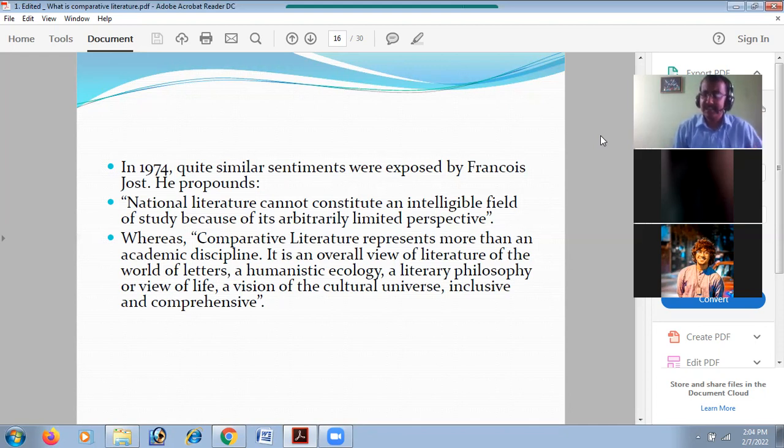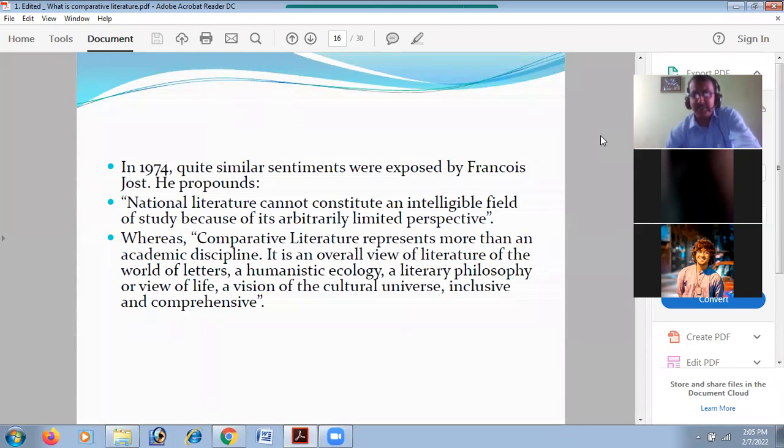This is the comment made by Jost in 1974 when comparative literature was at the apex of the field of study. So these are the scenario. Whereas comparative literature represents more than an academic discipline. Previously it was in a position of whether comparative literature would be called a discipline or not, but Jost said that it is more than a discipline. It is an overall view of literature, of the world of letters, a humanistic ecology, an ecological balance.